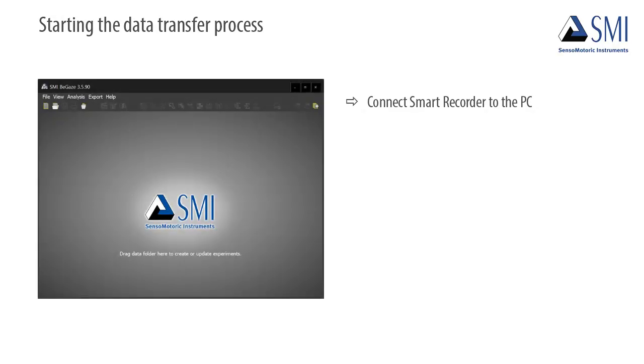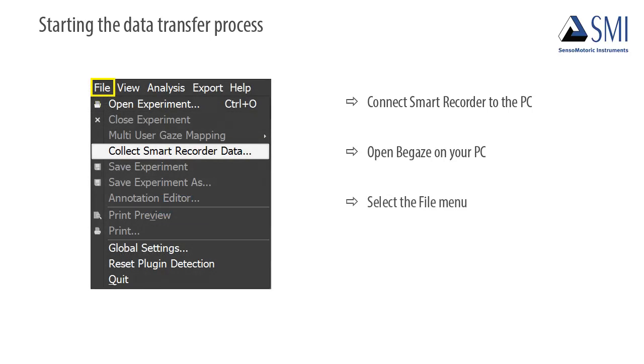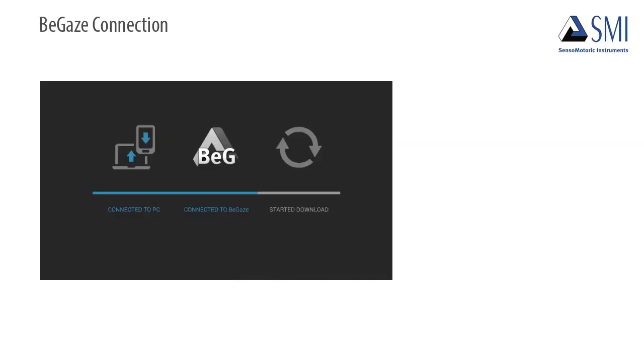To start the data transfer process, connect the SmartRecorder to the PC with BeGaze installed. Then open BeGaze on the computer and select the File menu. Then choose the Collect SmartRecorder Data option. The SmartRecorder will display where you are in the transfer process.